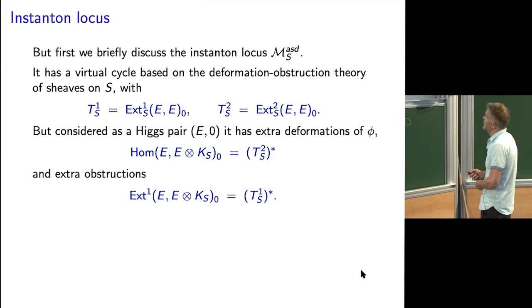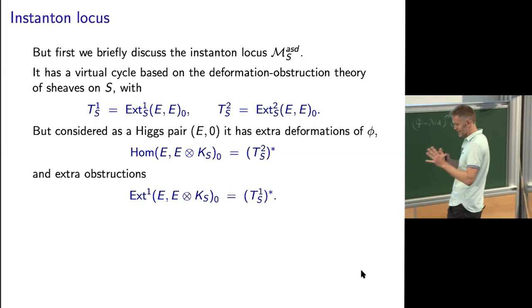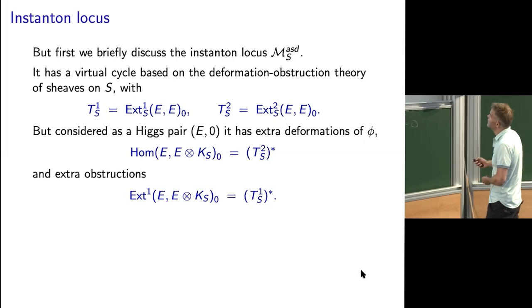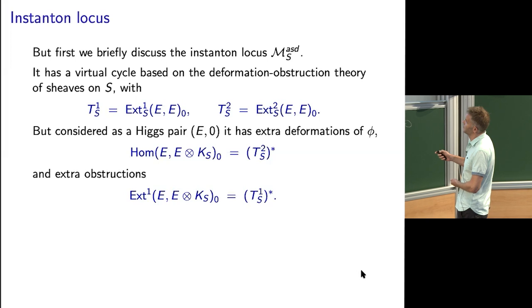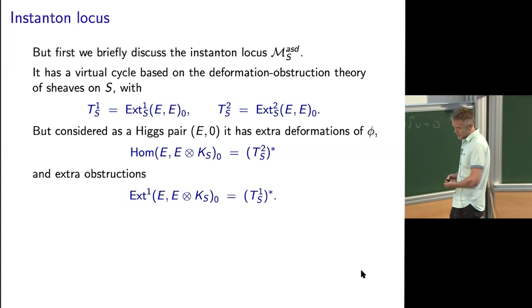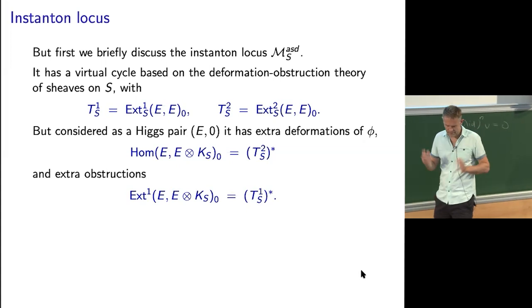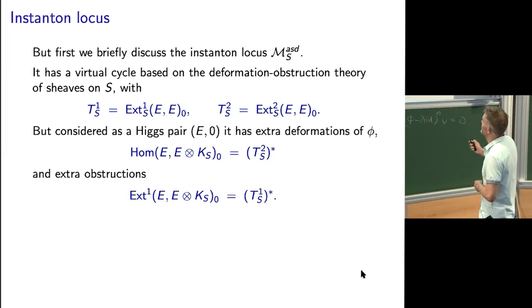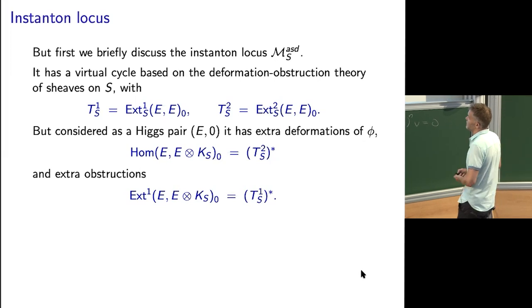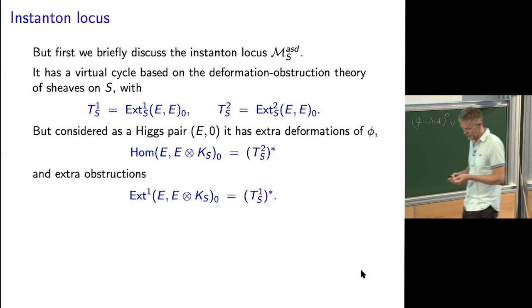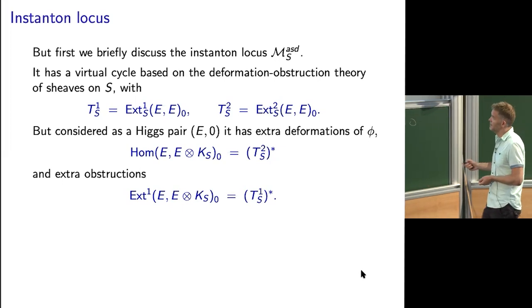So let's look at the moduli of sheaves on S. So it's just sheaves, straight E, with zero Higgs field. That has its own virtual cycle, based on the deformation obstruction theory of sheaves on S. If you hate all this deformation theory, just consider the case where it's already smooth of the correct dimension, where this Ext2 here vanishes. So you can already form this moduli space of sheaves on S. We know how to handle it in many different ways, but this is the most general case.